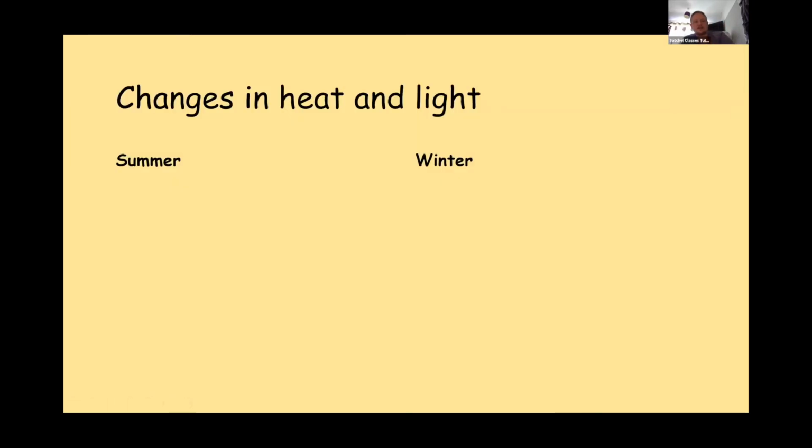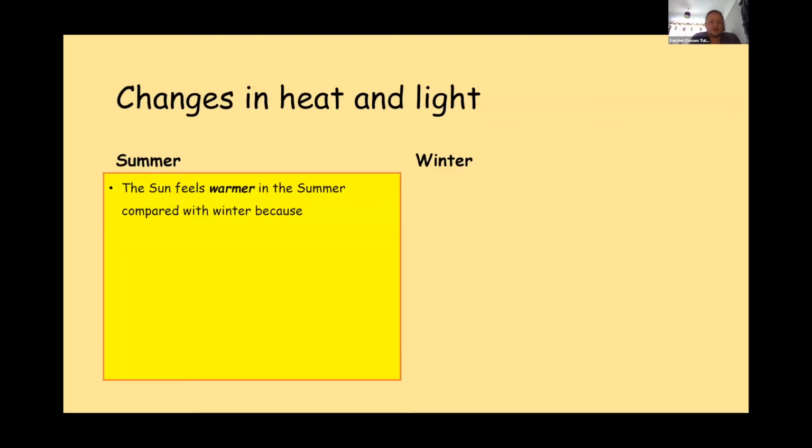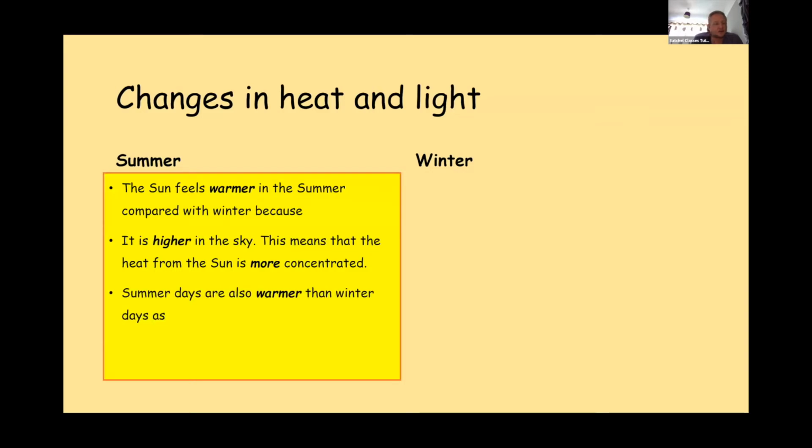Changes in heat and light due to the seasons. In the summer, the sun feels warmer compared with the winter because it's higher in the sky. This means that the heat from the sun is more concentrated on the ground. Summer days are also warmer than winter days, as the sun is shining for a longer time because it's higher up in the sky, so it has further to rise and further to fall before it passes into nighttime. This gives it more time to warm up the air and the ground.